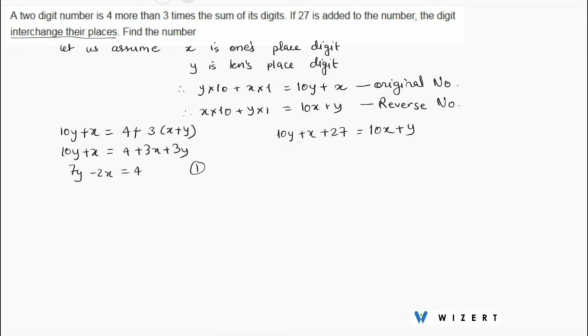So let's combine the like terms. We have 10x minus x equal to 9x and y minus 10y equal to minus 9y. So 9x minus 9y equals 27, and if we divide all by 9 we get x minus y equal to 3. Let's name it equation 2.